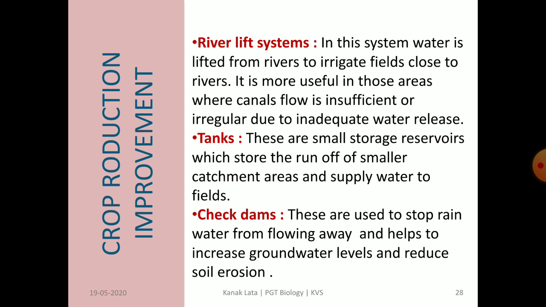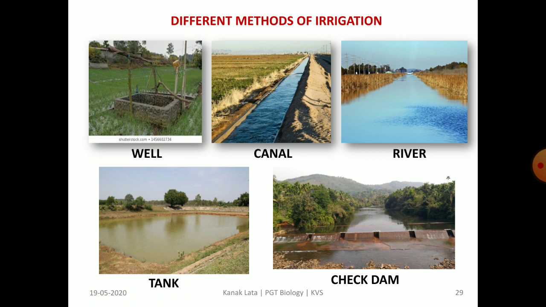Now it is about check dams. Check dams are used to stop rainwater from flowing away. It helps to increase groundwater level as well as also helps in reducing soil erosion. These are the figures to show about different methods of irrigations which are commonly used.